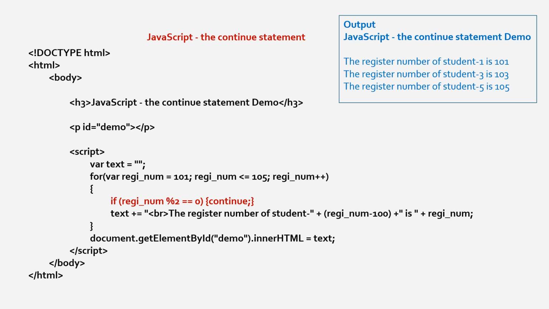So what will it do? The next increment. Increment means 103. So 103 also will be printed. Similarly, in the case of 104, again modulus is 0, that time again continue. 104 will not be printed. 105 will be printed. That is what is mentioned in the output. This is about the continue statement.